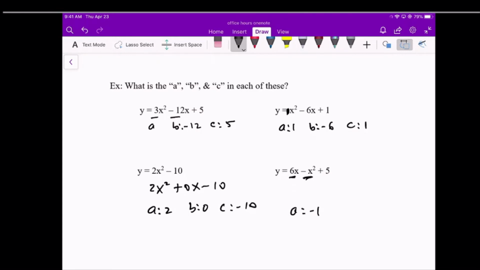The b is what x is multiplied by. So the b would be 6. And then the c is the number that's by itself. So the c would be 5. Sometimes people like to rewrite this first in order. So -x squared plus 6x plus 5.